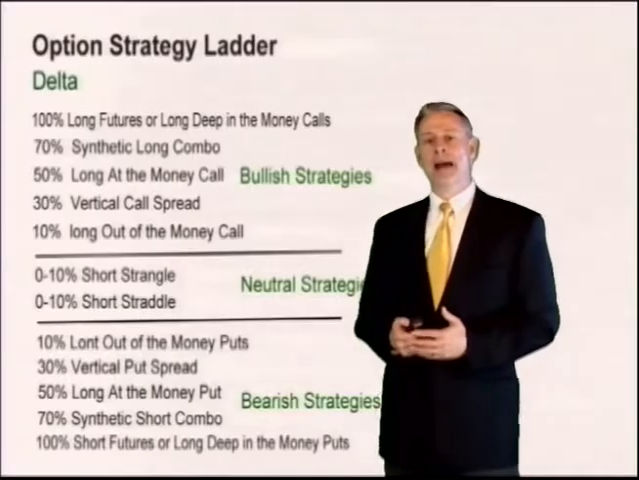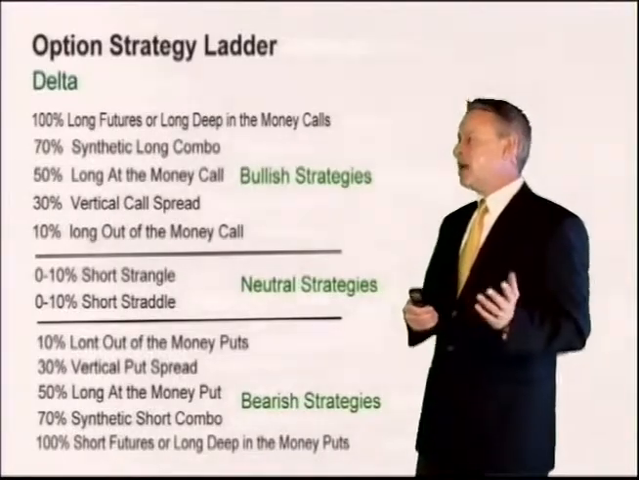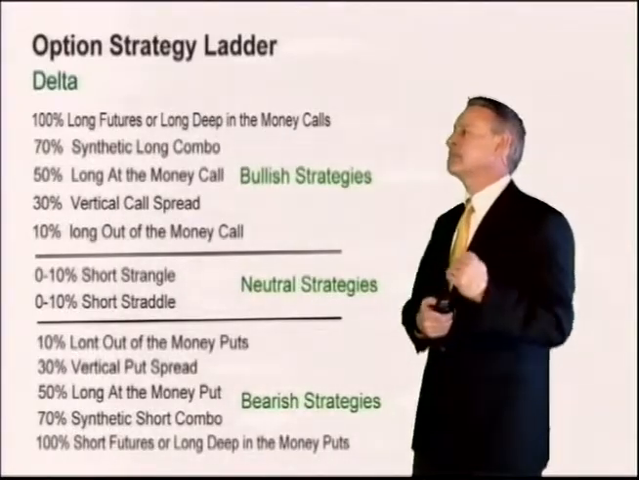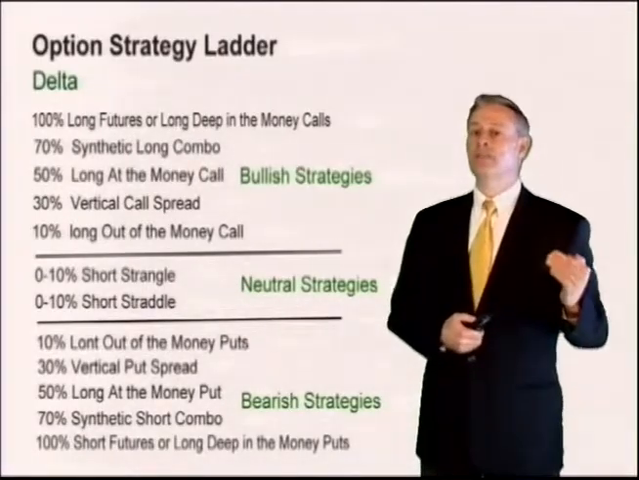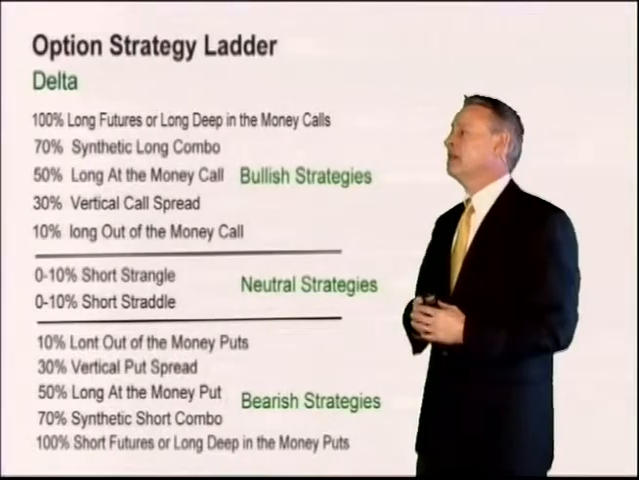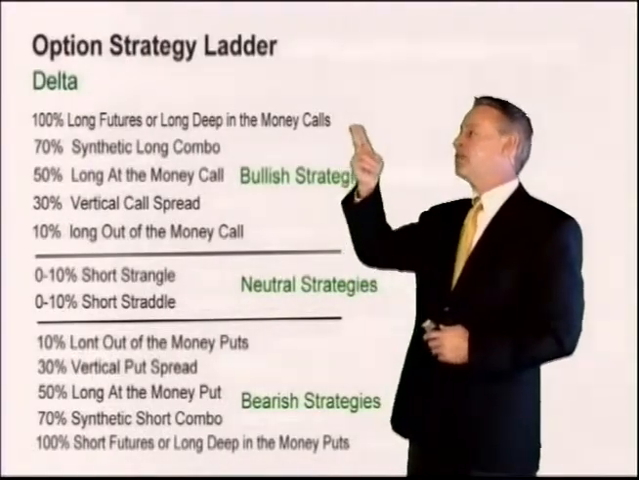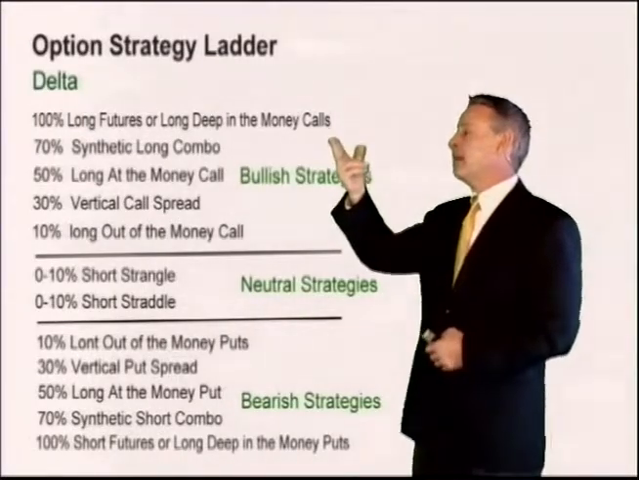Now, one good way to help explain this is by putting these strategies in an options ladder. What we mean by an options ladder is in terms of delta. We talked about the term delta in the past: that is the percentage change that your option makes according to the move in the underlying futures. If you want the most bullish strategy, we're talking about a delta of 100%, where you're long the futures or you're long a deep in the money call.